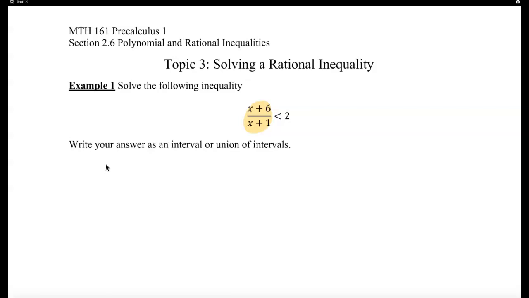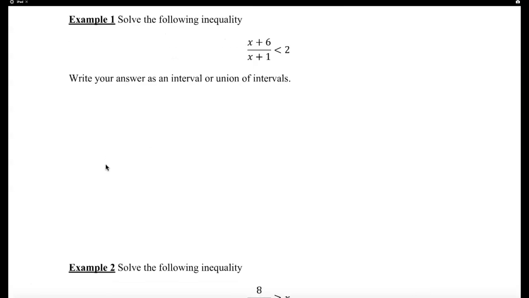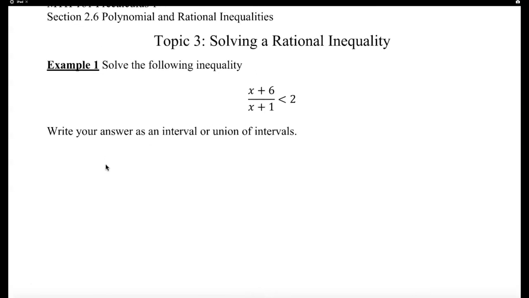So we need to do something. Always have 0 on the other side of the inequality, okay? So we're going to have to first subtract 2 from both sides, okay? So take a look. I will subtract 2 from this fraction, x plus 6 over x plus 1 minus 2 is less than 0, right? I can subtract 2 from both sides so that the right side, if you do 2 minus 2, will give you 0, and the minus 2 will appear on the left side.